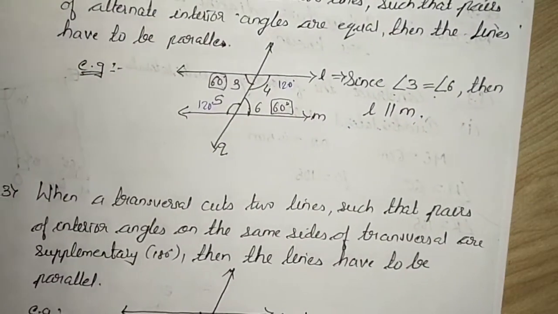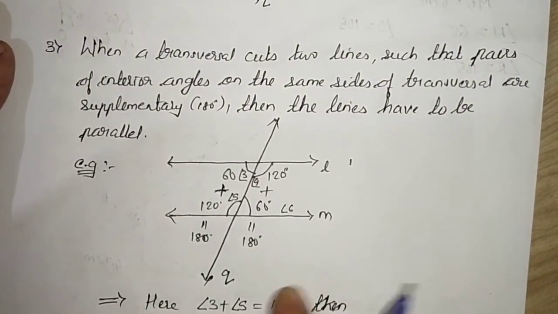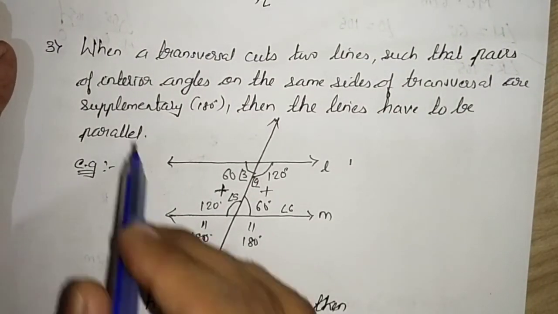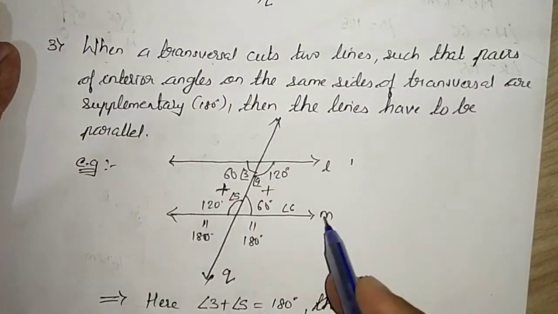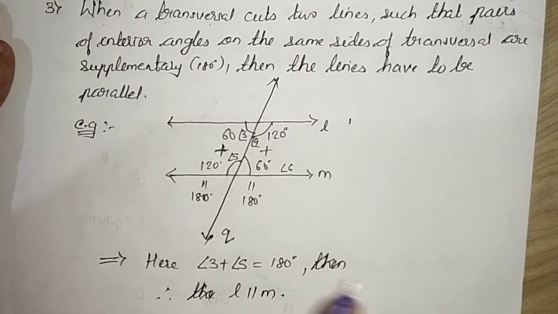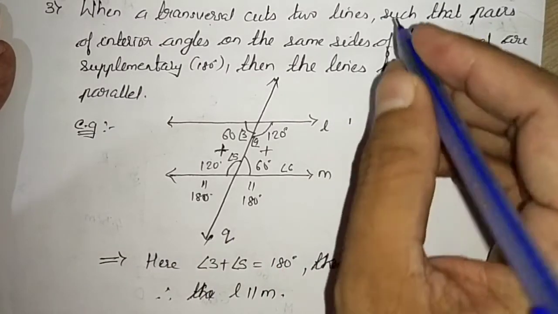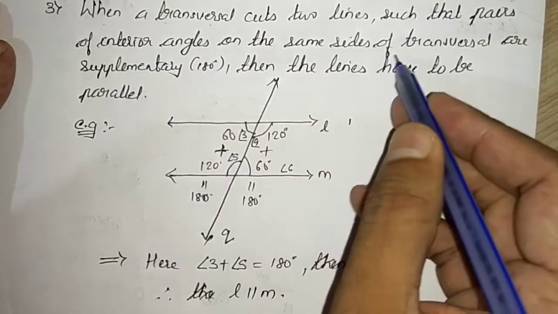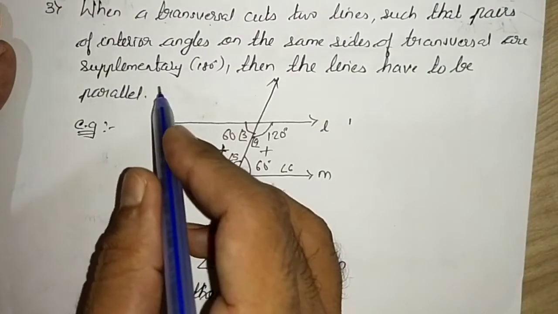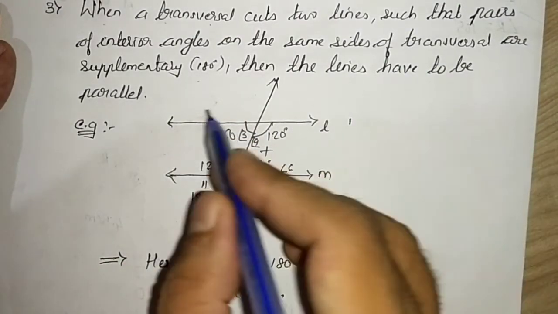Moving to the last point, which is the opposite of the third point. When a transversal cuts two lines, again two lines they have given, not parallel, and we have to prove if they are parallel or not, such that the interior angles on the same side of the transversal are 180 degrees, then the lines have to be parallel.